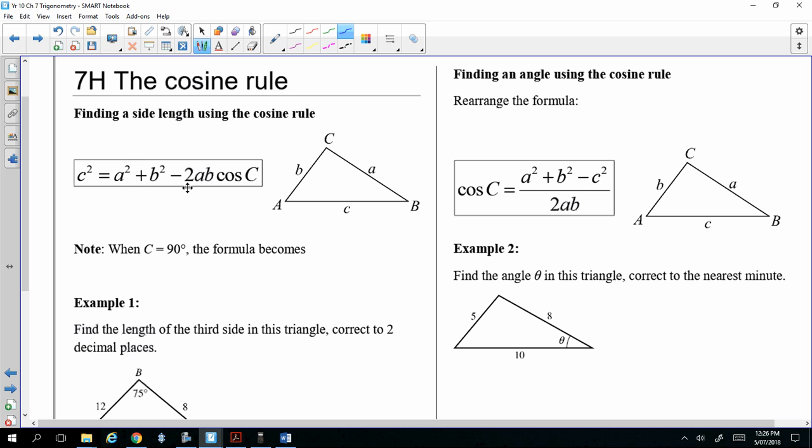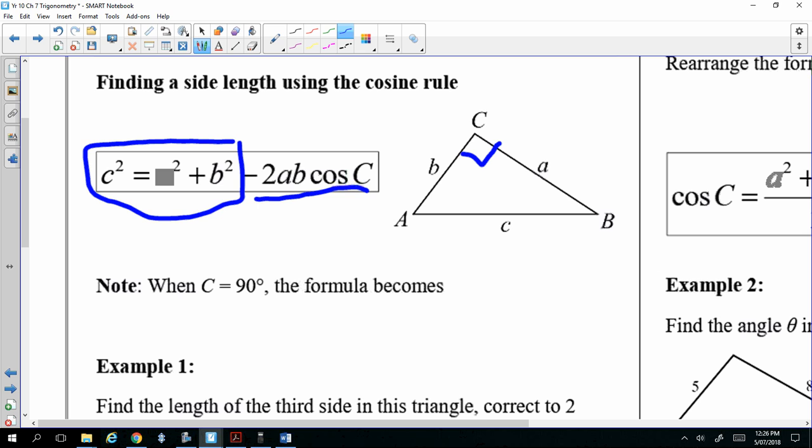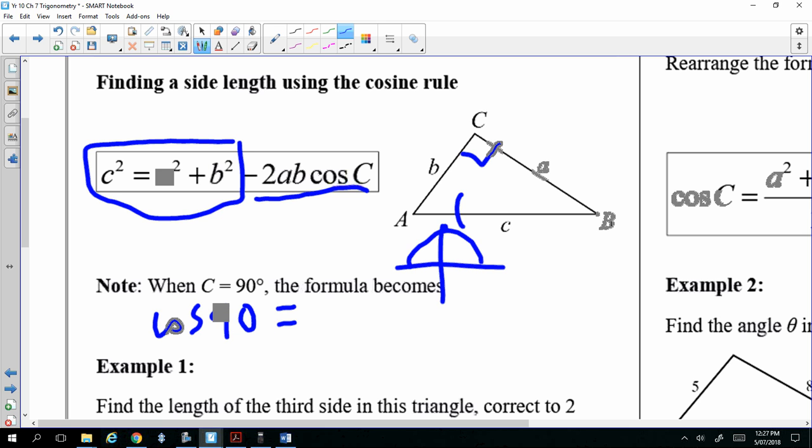So when it is not a right angle triangle, we have the extra minus AB cos C. Now, in fact, it does become Pythagoras when this is 90 degrees, isn't it? Now, when this is 90, what does cos 90 become? We just learned that a couple of days ago. 1. No, not 1. Now, if you draw the unit circle, this is 0, 1. What's cos? 0. And what happens if this is 0?